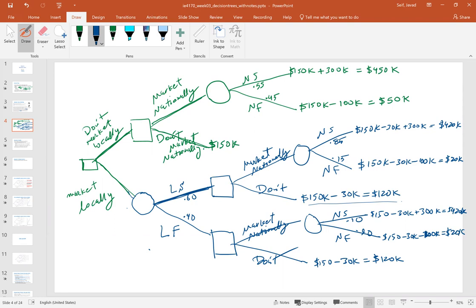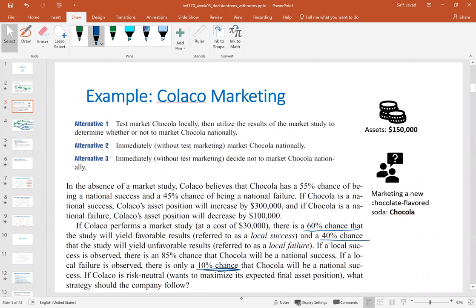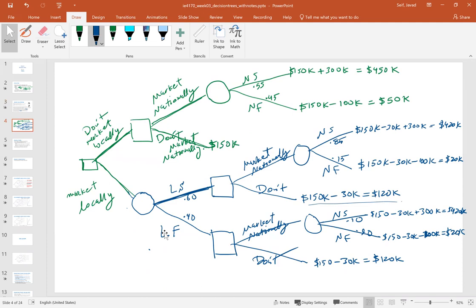All right. So far what we did, we put all the information, all the problem description on a tree. So this entire tree and all the numbers on it is the same as this description here down at the bottom of this slide. The only difference is that this text here is a little confusing, but this is very organized and we can think clearly looking at this. First, we have two options, marketing it locally or not. And if not, we can market it nationally or give up.